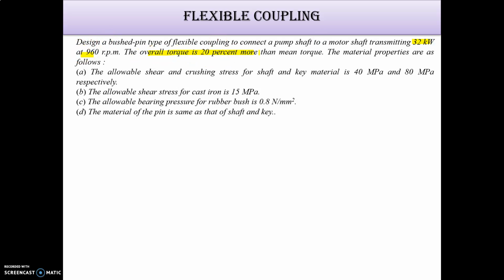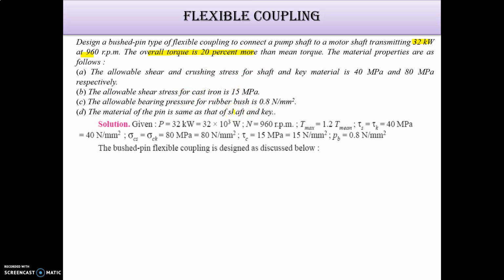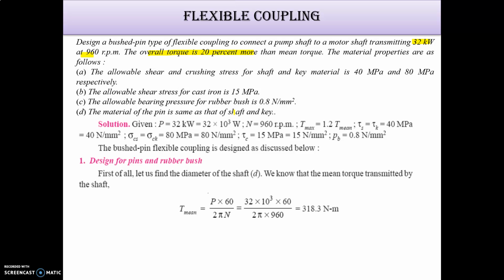20%. That means 1.2 times, the service factor is given to us. The material properties are given to us for shaft and all these things. Let's write down the given data here first. So we write it down here properly. Then find out the torque.